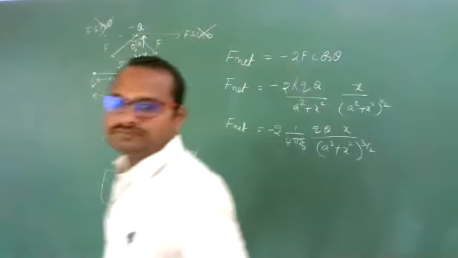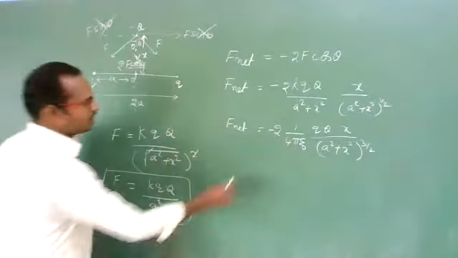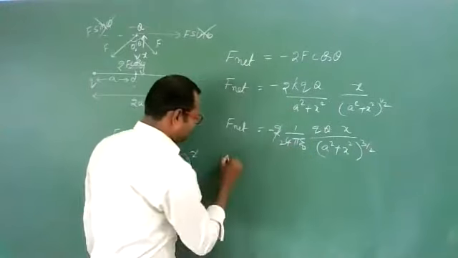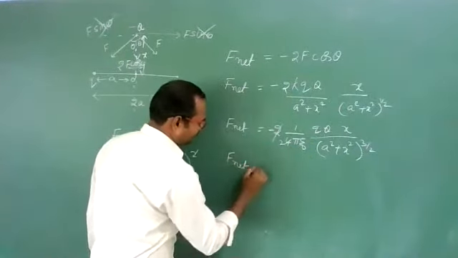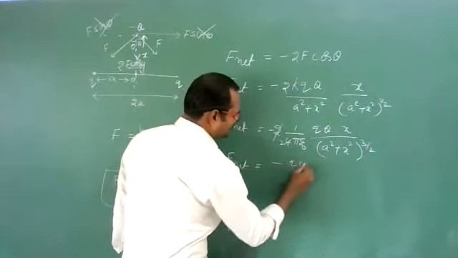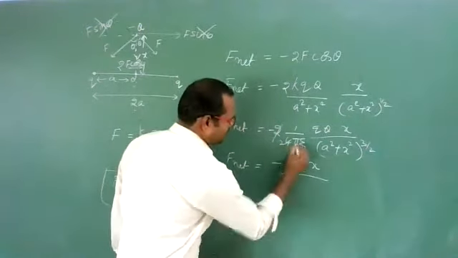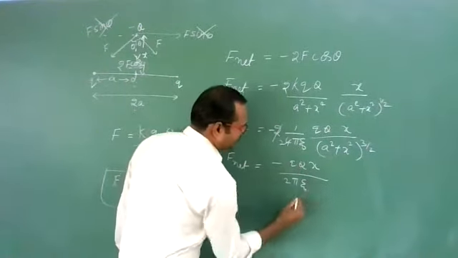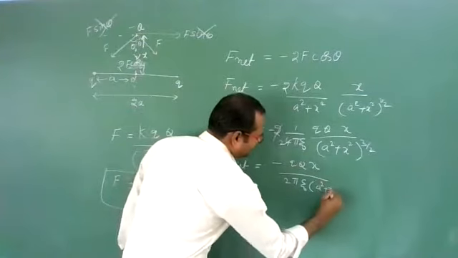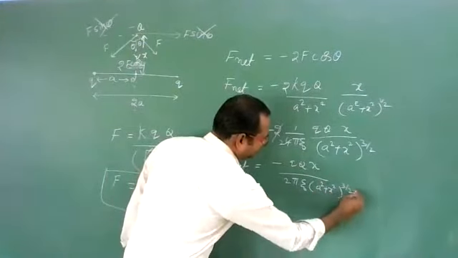Clear, students? Okay. These two cancel. We'll get net force. F net is equal to minus QX divided by 2 pi epsilon naught into (A square plus X square) whole power 3 by 2.